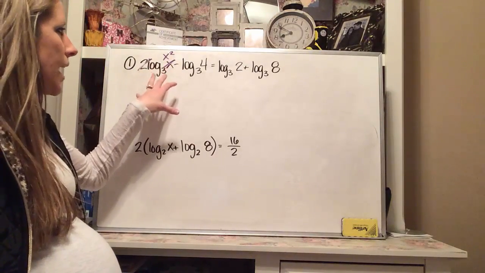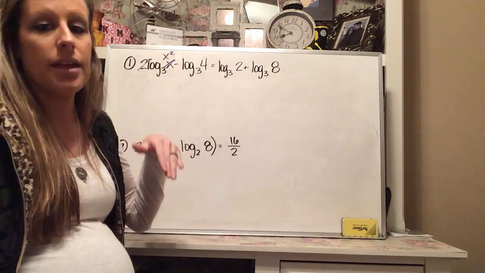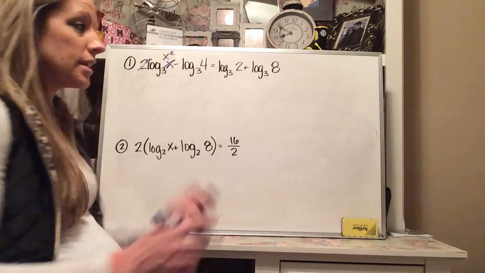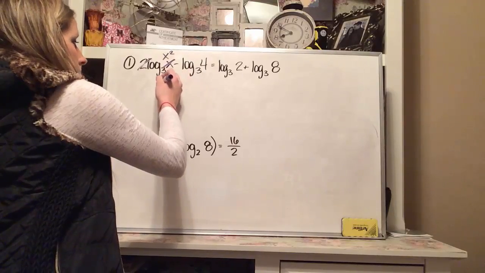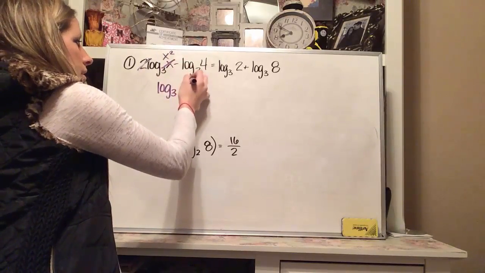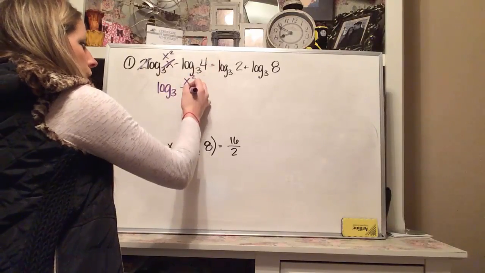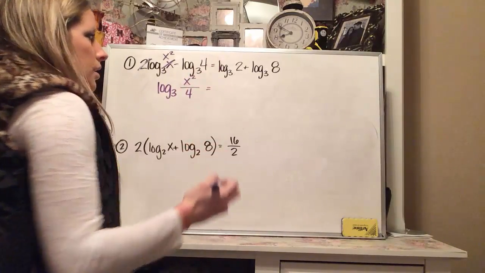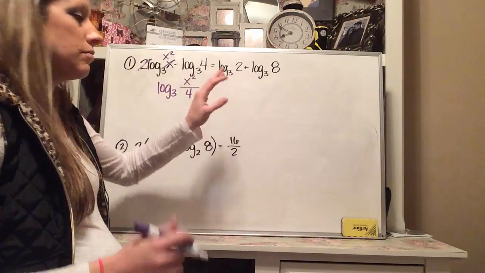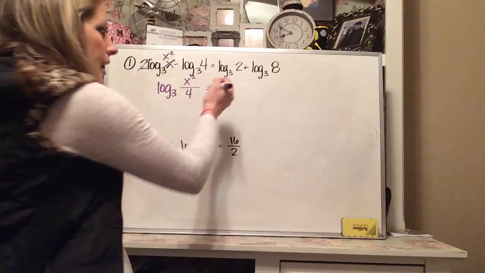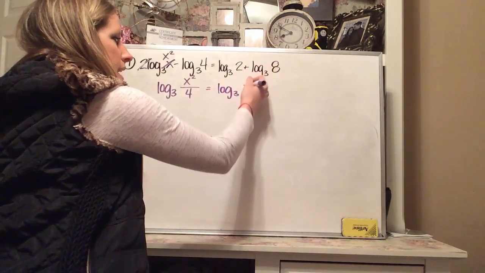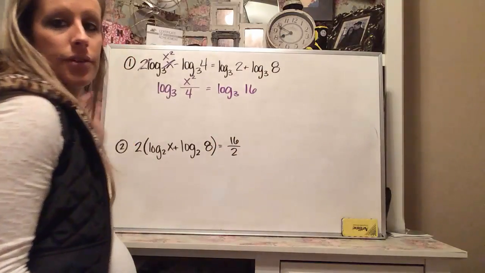So on the left side, I'm subtracting. And my laws of logarithms tells me that whenever I'm subtracting, I'm actually going to divide. So this will be log base 3 of x squared divided by 4. Okay, on the right side, I'm adding. So the laws of logarithms say if I'm adding, it's like multiplying. So 2 times 8 is 16.